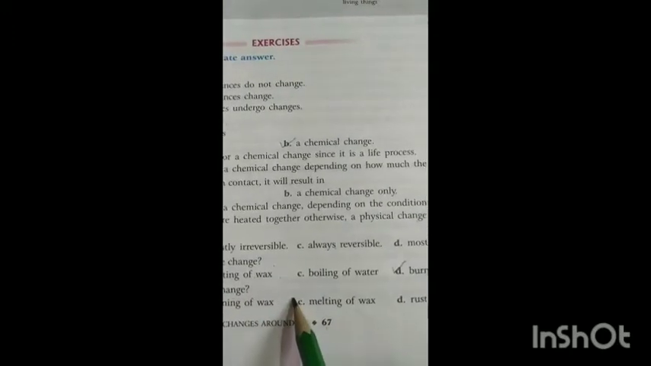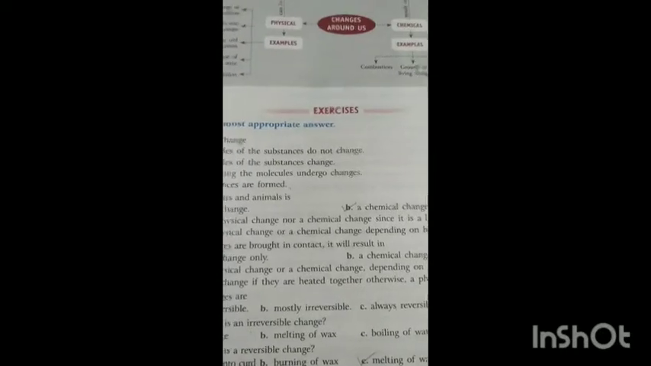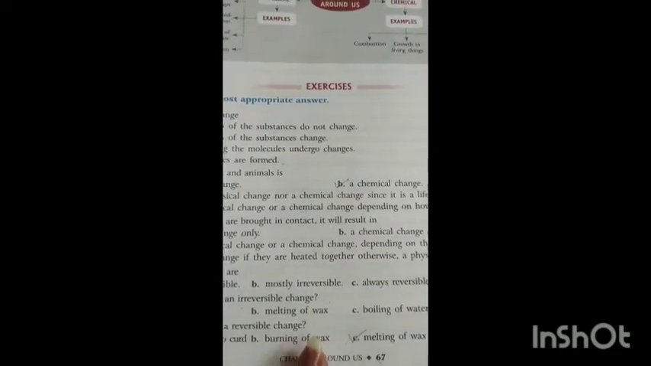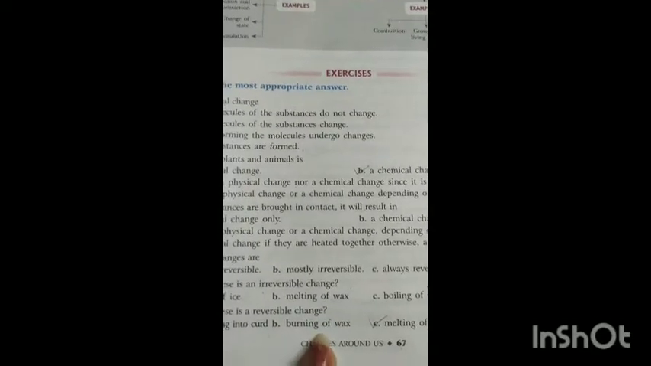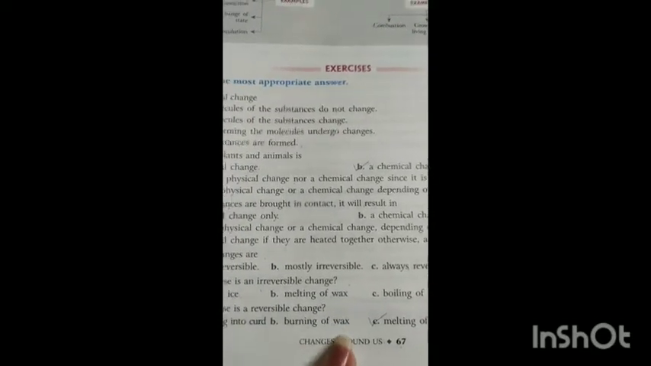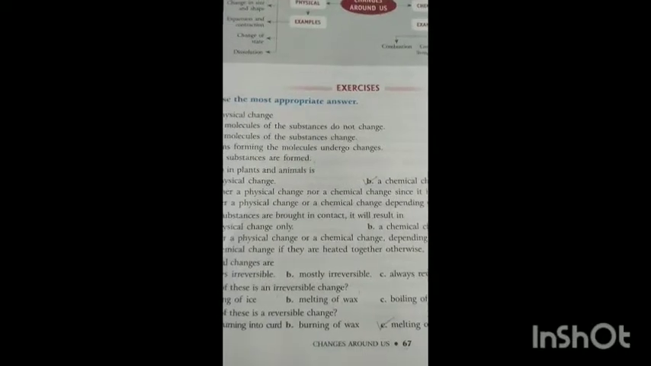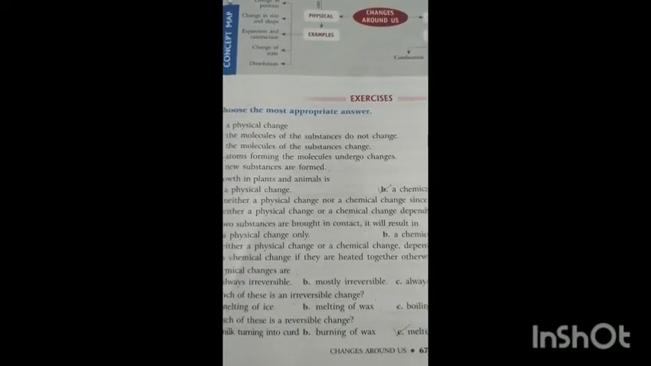So the answer that is left is C, that is melting of wax. So melting of wax gets solidified after cooling, you know everyone. So the melting of wax therefore is a reversible change, right? Moving further, student. Next page.